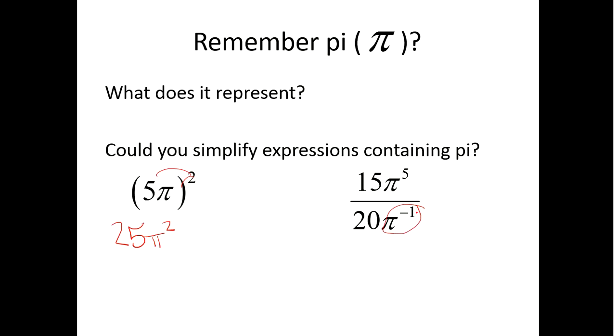Pi to the -1 would move you to the bottom, right? Because you have negative exponents, it's going to flip around on your fraction. I'll simplify the 15 over 20, and I would get 3 over 4, and then pi to the 6th. Right? Because the pi to the -1 would move up, become positive, so I'd get pi to the 6th.